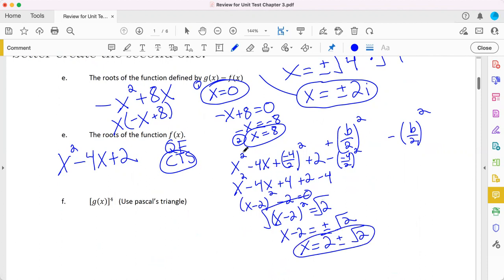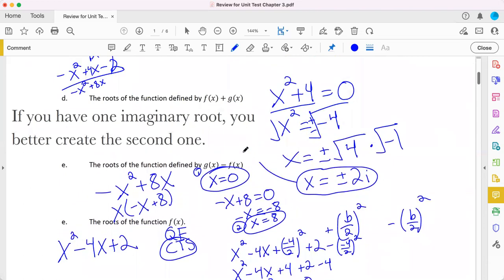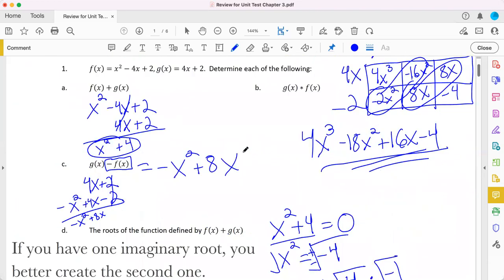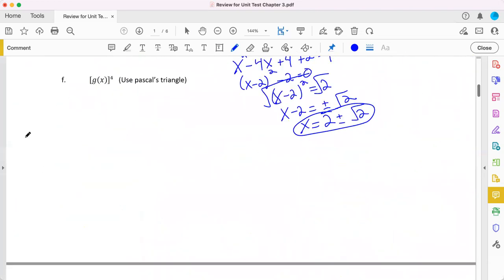Oh, Pascal's triangle for g of x to the 4th. So that's 4x plus 2 being taken to the 4th power. You have a few approaches you could do with this. The approach I'm going to do is pretty interesting, I would say.